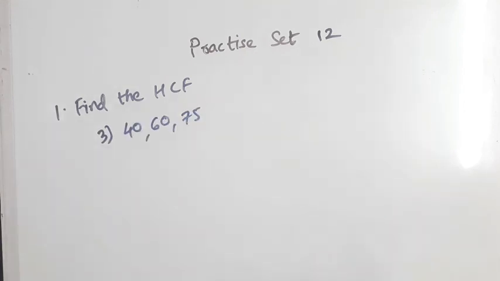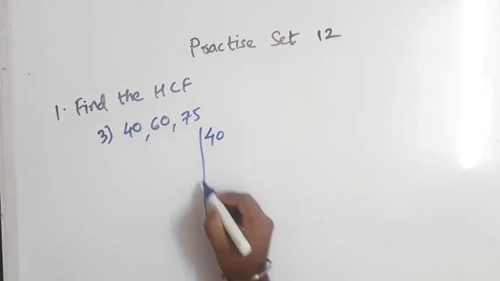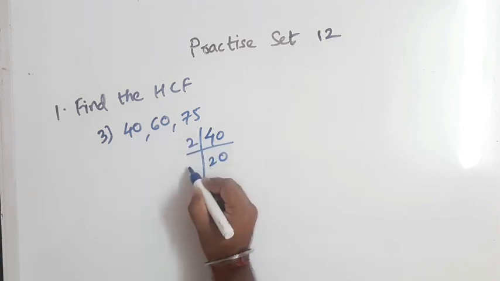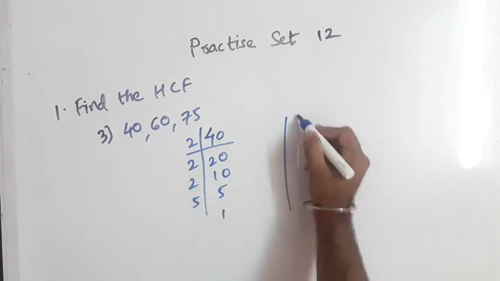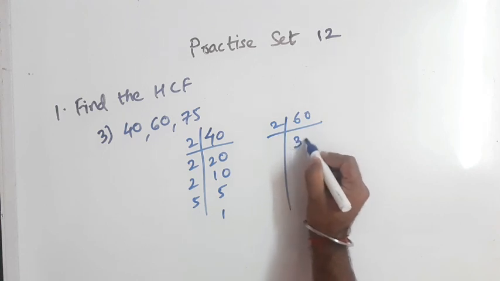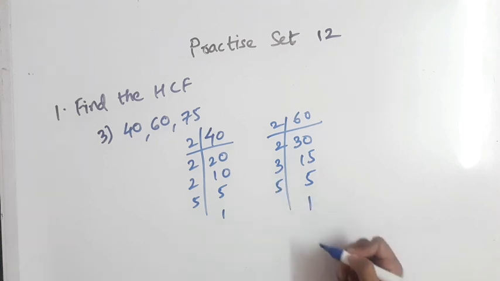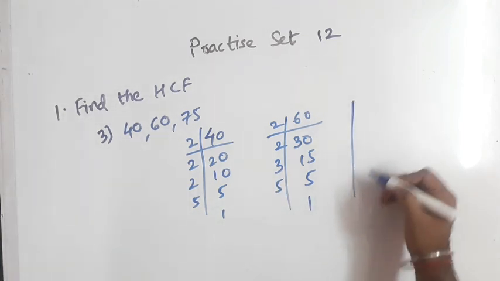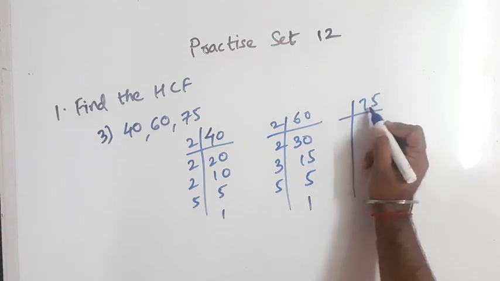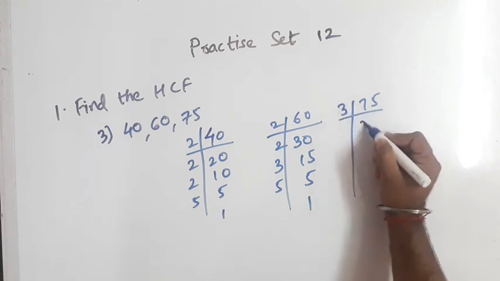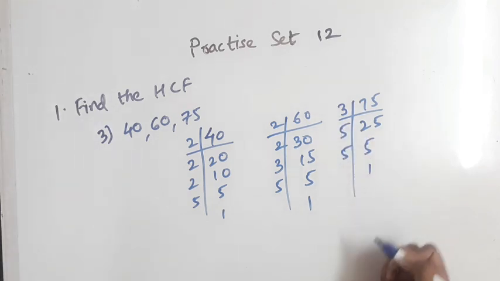Okay children, the third one says we have to find the HCF of these three numbers. I'll take 40: 2, 20, 2, 10, 2, 5 and 5, 1. Then I'll take 60: 2, 30, 2, 15, 3, 5, 5, 1. Then I'll take 75. 2 I cannot take, I can take 3 because the total is 12. So 3 2s are 6, 3 5s are 15. Then 25 you know, 5 5s and 5 1s.